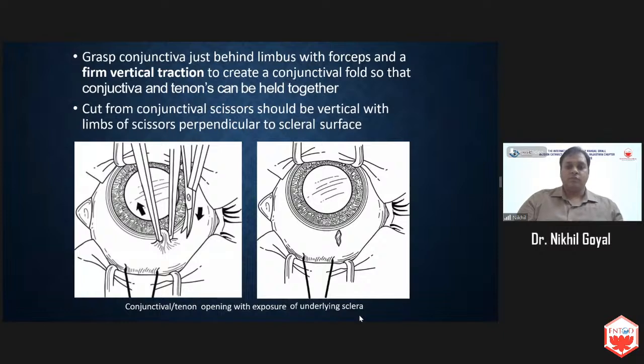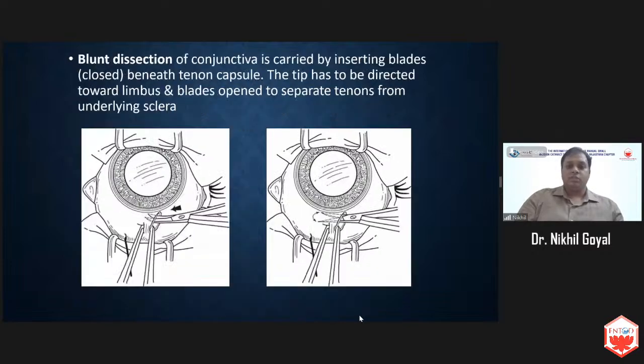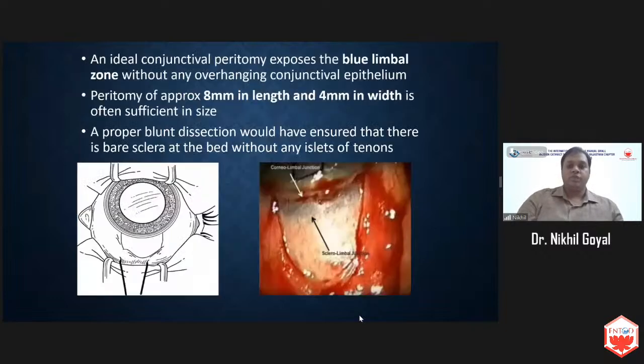Into the initial cut that is given, we insert the scissors and do a blunt dissection by opening and closing the blades without cutting. This dissection opens up the space between the Tenon's and the sclera. After we have done sufficient blunt dissection, we cut the conjunctiva along the limbus. After we cut at the limbus, we get a peritomy. A good peritomy is approximately 8 mm in length and 4 mm in width.